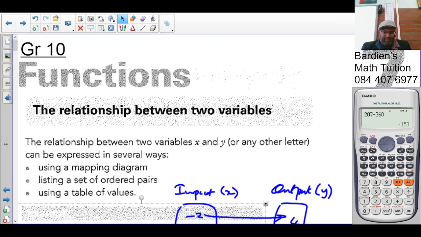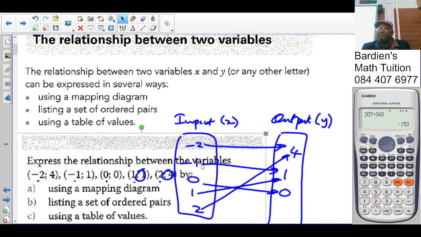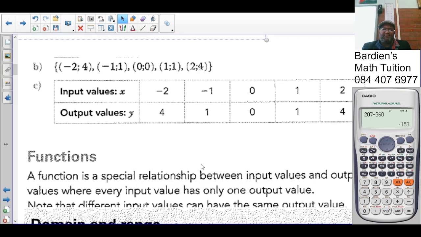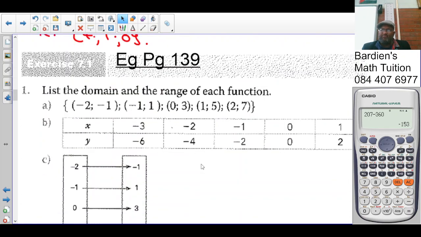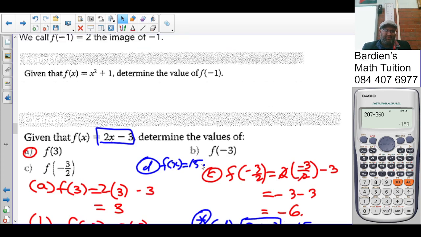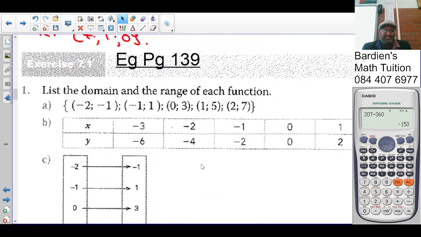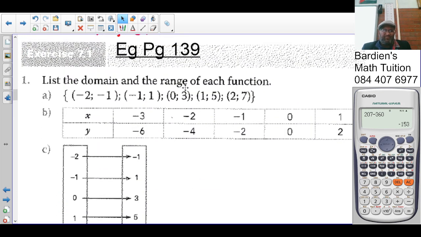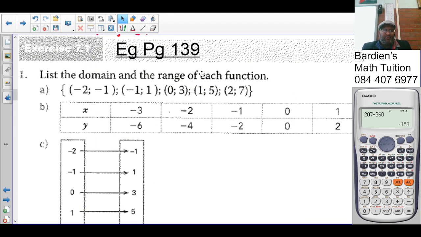So at this point, we were busy with functions. We don't have time now to go through all those questions because, as you know, we are running out of time. For homework, I gave you exercise 7.1. Whoever's phone is that, please put it on silent. It says list the domain and the range of each function.